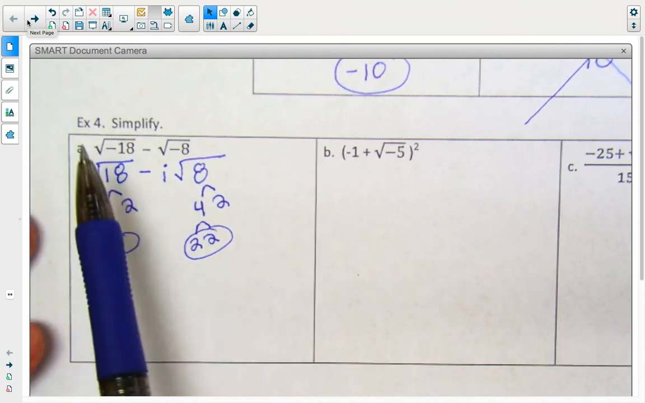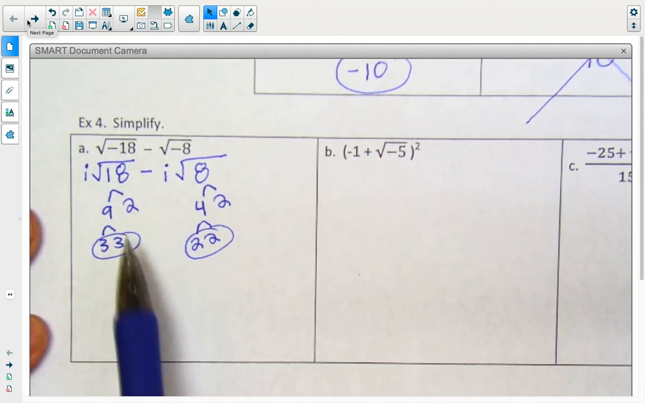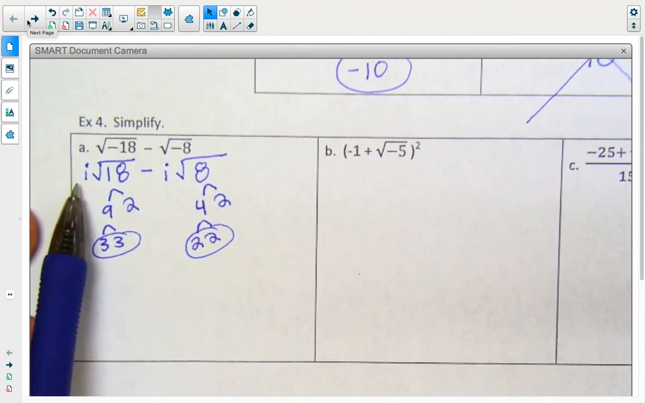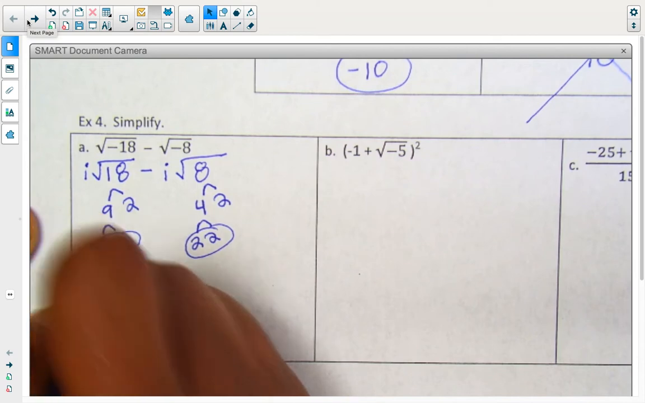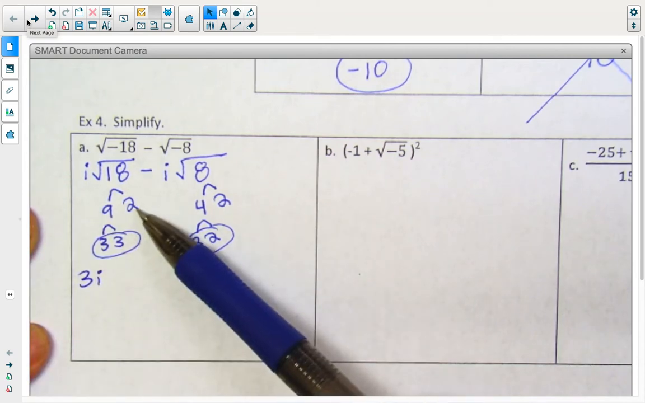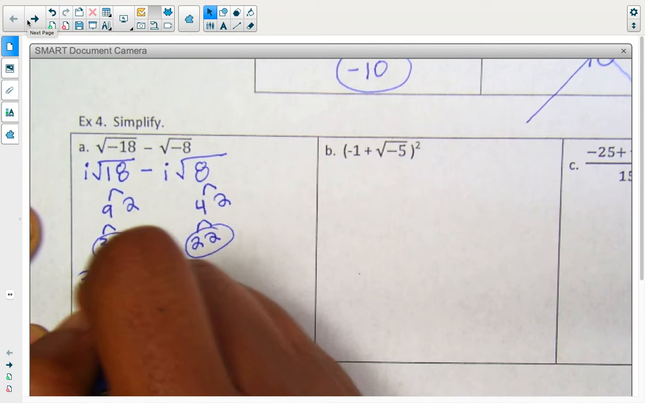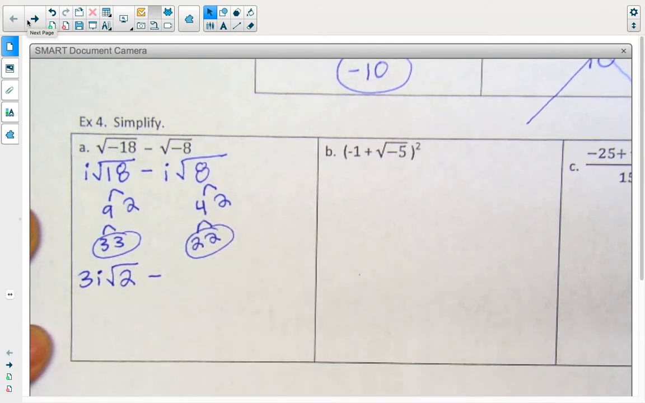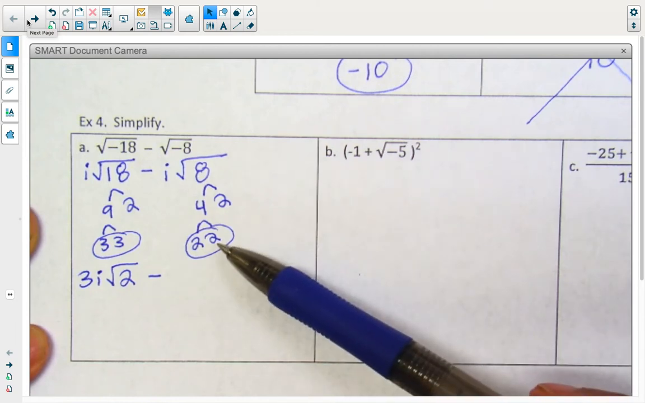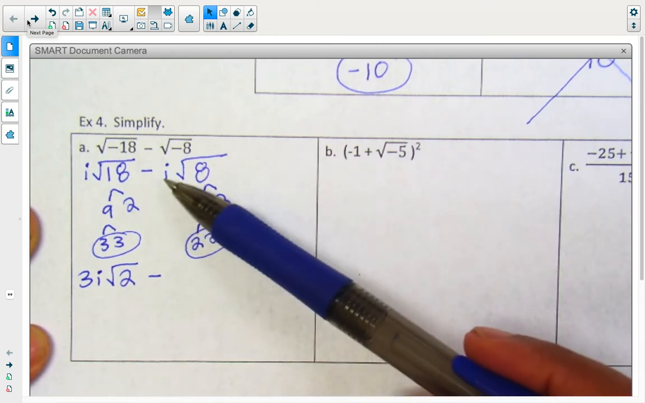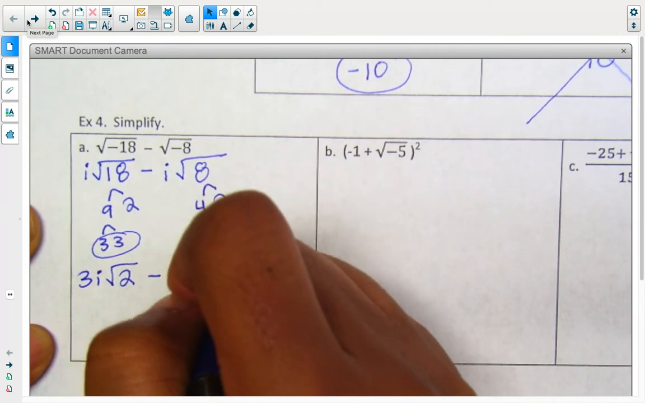So on the outside of this one term, 3 goes on the outside, and I have an i that goes on the outside. So this is 3i. On the inside, I have the number 2. So this is 3i square root of 2. Minus, on the outside here, I have a pair. Pairs go on the outside. I got a 2. And then i. So this is 2i.